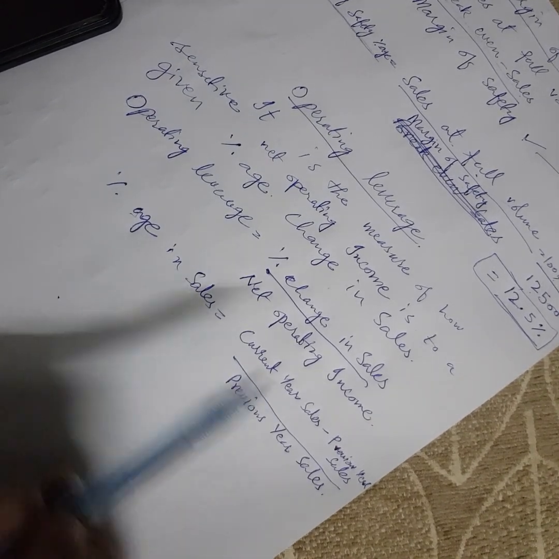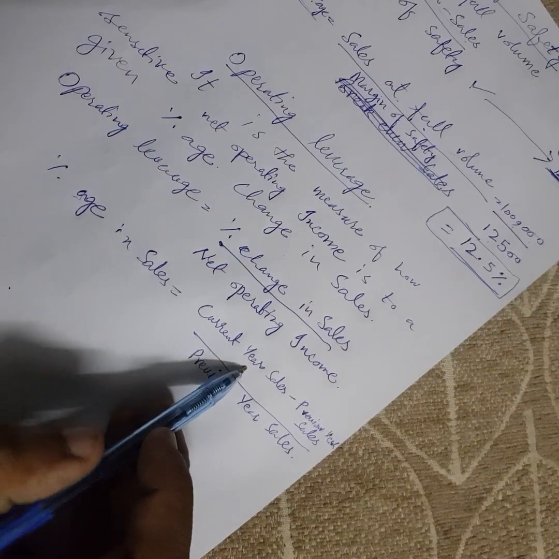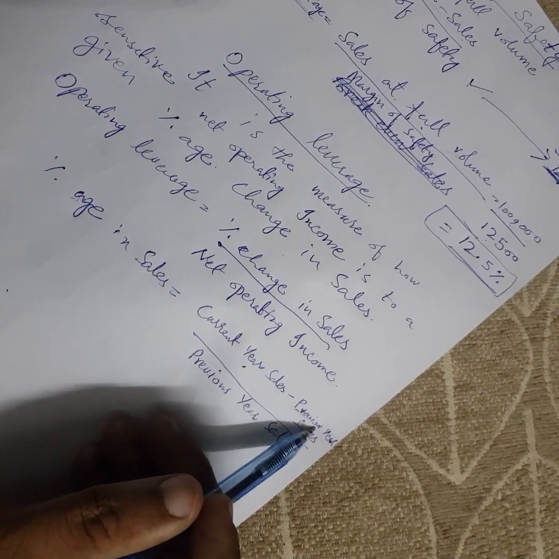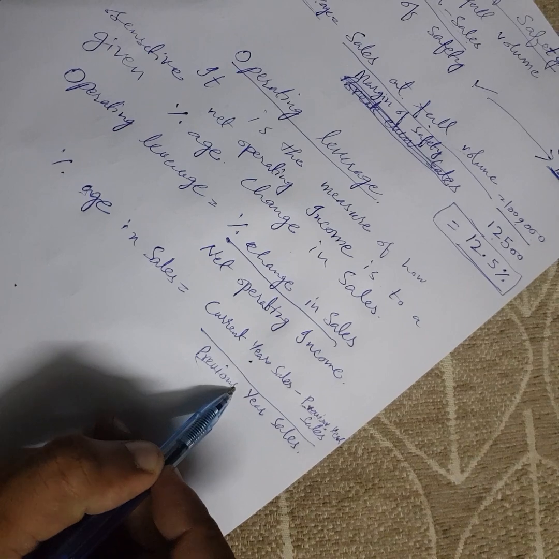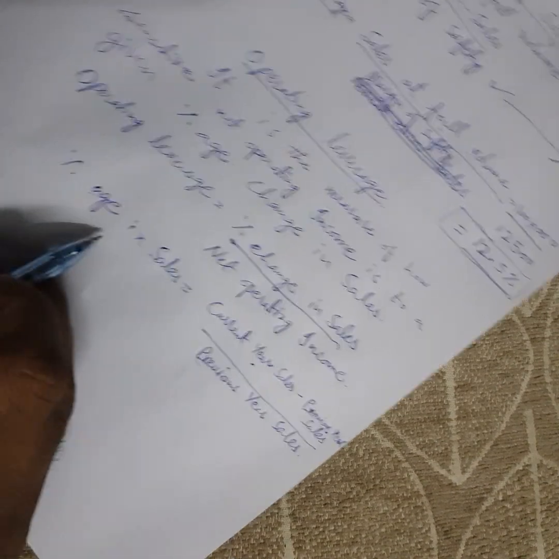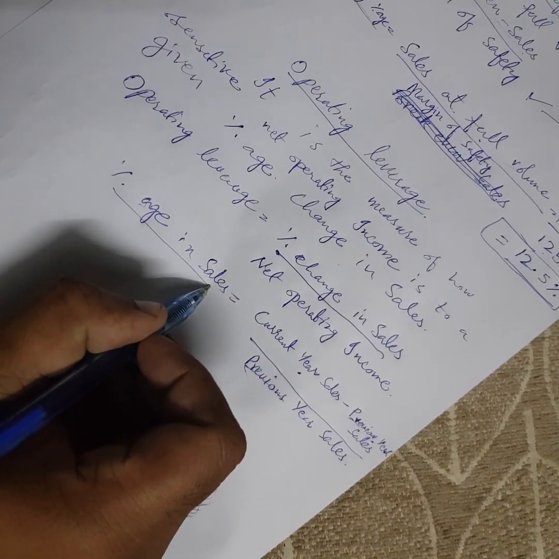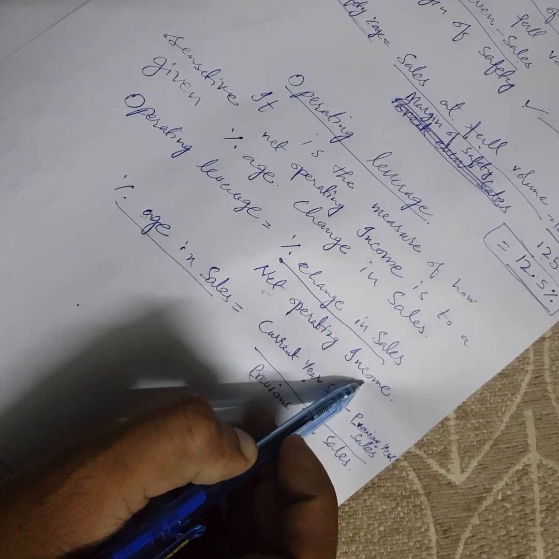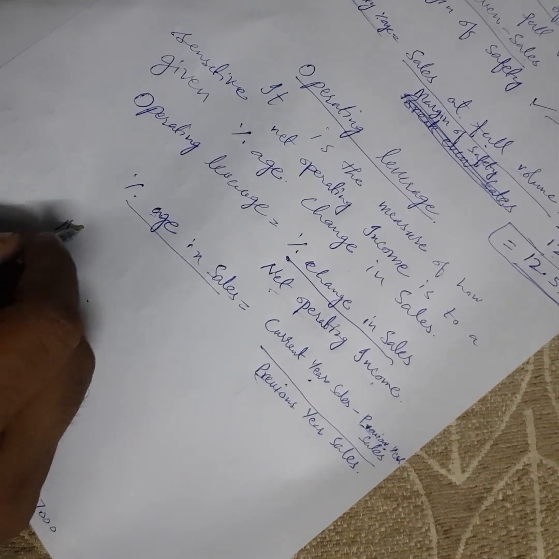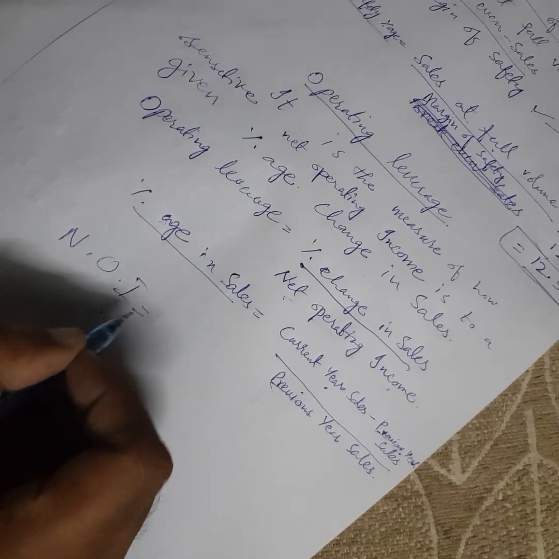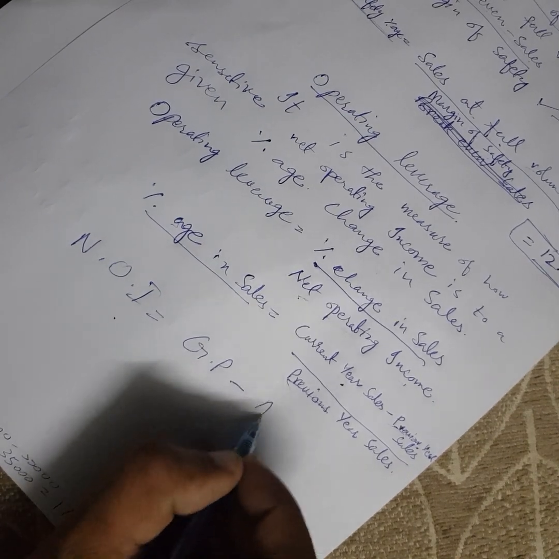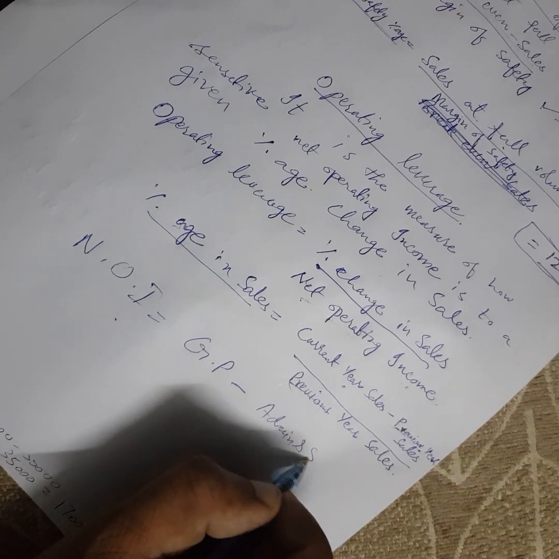To calculate the percentage change in sales, we need 2 years of sales data. The first one is current year data and the second one is the recent year data, that will be called previous year sales. After calculating this, we will get the value of percentage change in sales. We will divide that figure by the net operating income. If you forget what net operating income is, it is the difference of gross profit minus admin and selling expenses.